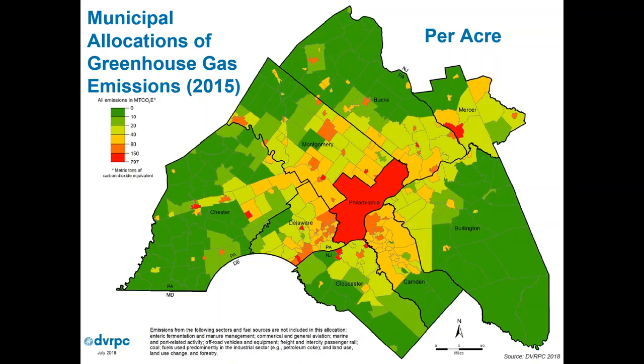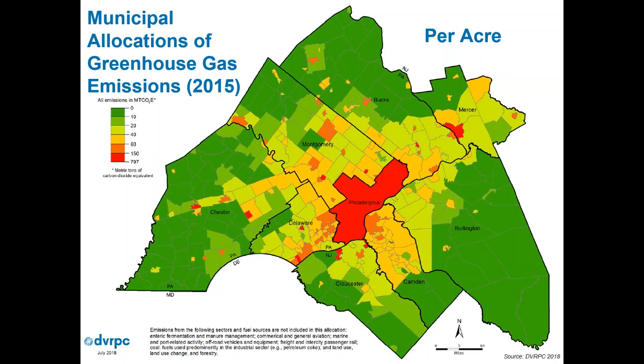In addition to our region-wide estimates, we also allocate energy use and emissions to each of our counties and municipalities. In this slide, this is greenhouse gas emissions per acre, and you can see the city of Philadelphia, which is rather densely populated compared to much of the region, and the city of Trenton, which is on the border between Mercer County and Bucks County, have the highest emissions per acre in the region. So these densely settled places have the highest emissions per acre, as you can see here.